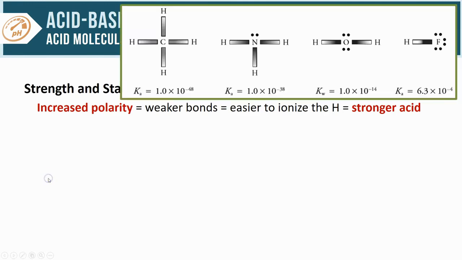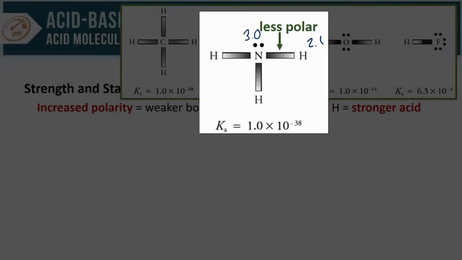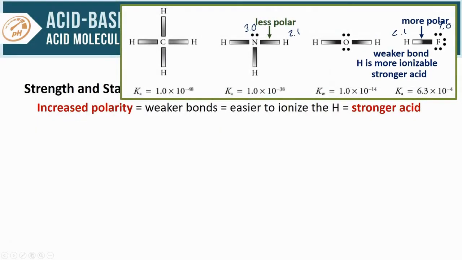We can see that play out in these four examples, again ranked in terms of acid strength, CH4 the weakest, HF the strongest. Let's compare NH3 to HF and explain some of these differences. If you consider the electronegativities of N and H, they are different, but it's not a huge difference. So this bond is polar, but not very polar. Compared to the difference in electronegativity between H and F, which is much greater, that is a much more polar bond. Like we just said, a more polar bond is also a weaker bond. That means that hydrogen is easier to ionize from the fluorine, and that's why HF is the stronger acid.